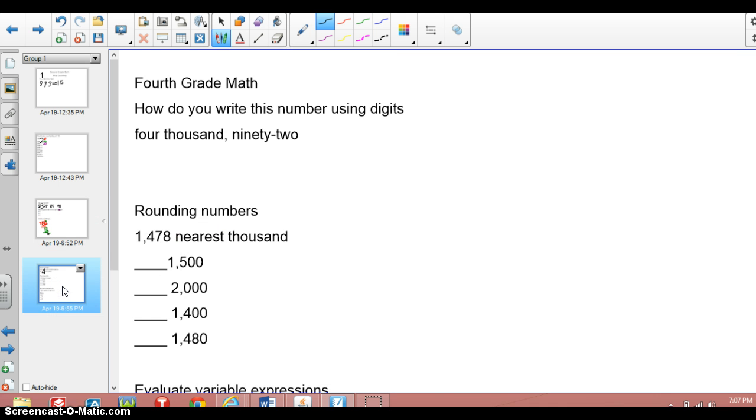The next one we have is 4th grade math. How do you write this number using digits? Okay, we'll read this out to the students, 4,092, and have a student come up and use the whiteboard and let's say, write this problem out for me. What they will write will be 4,092.